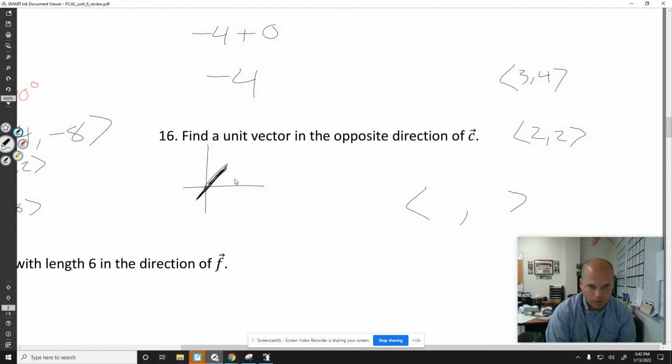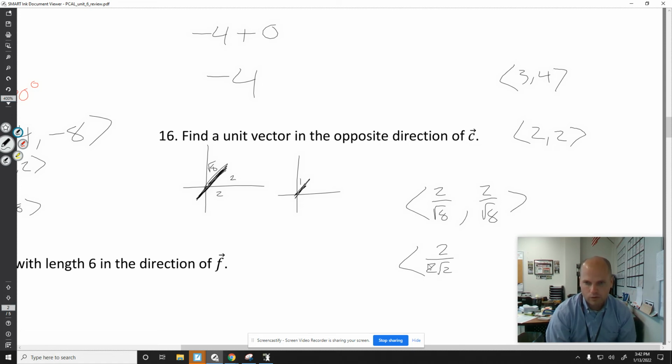What's the magnitude of this? Let's see. This is 4 plus 4, which is 8. So the magnitude is root 8. How do you make a unit vector? We dilate, divide everything by root 8. So 2 over root 8, 2 over root 8, which we could probably simplify.